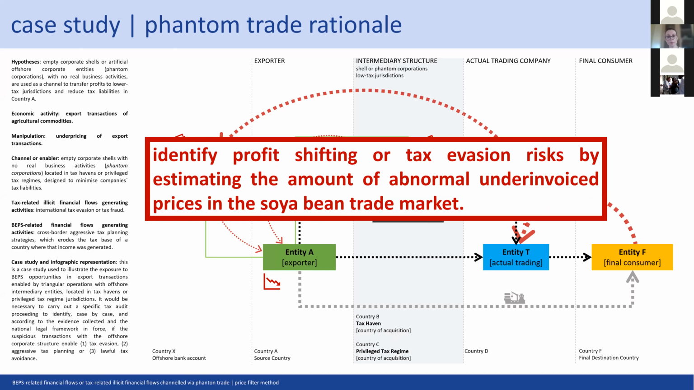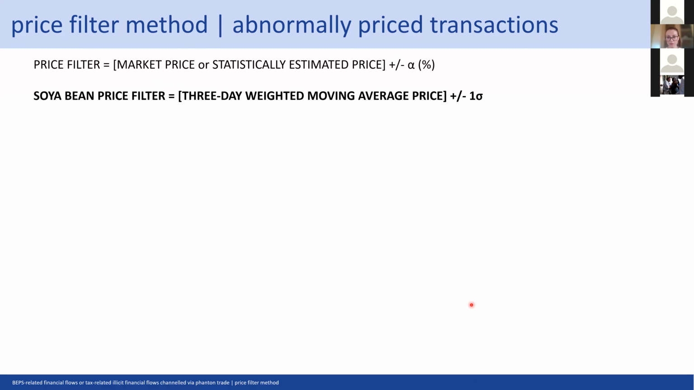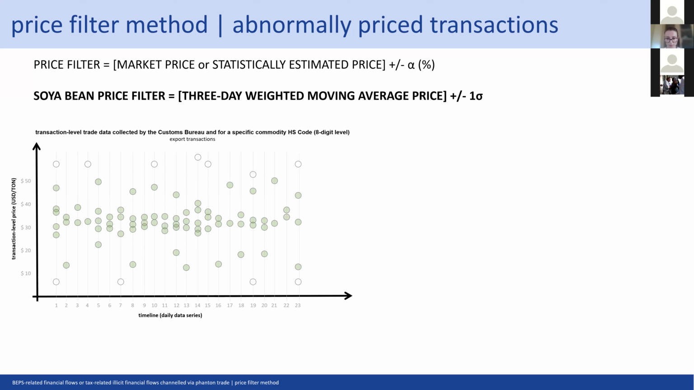Well, as already mentioned by Bojan, the price filter method is used to detect suspicious transactions with abnormal prices, which would be an indication of possible trade mispricing. So the price filter may be constructed from observable market prices or may be statistically estimated using transaction level trade data. And for the purposes of our research, the price filter for the soybean trade market was statistically estimated using a 3-day weighted moving average price built on transaction level trade data collected by the Customs Bureau and for a specific commodity HS code at the 8-digit level of aggregation.